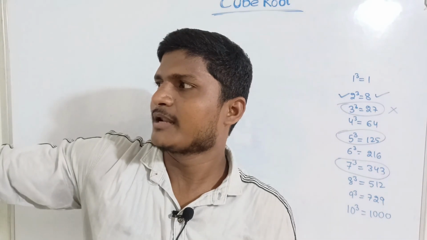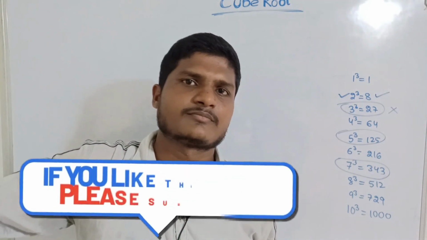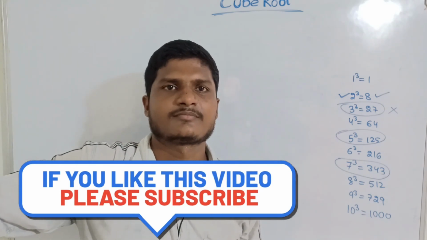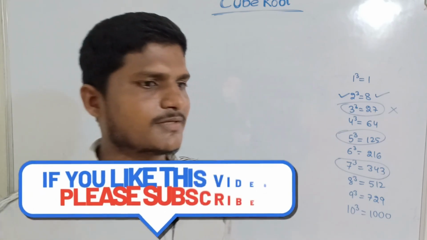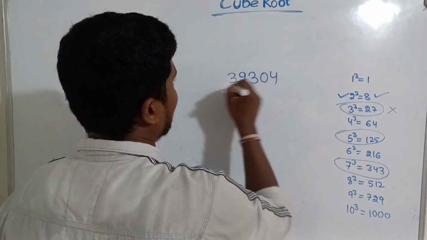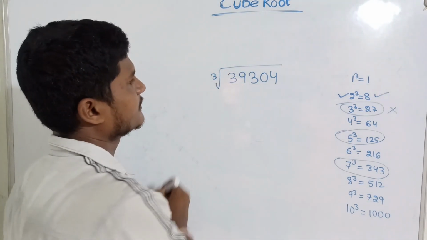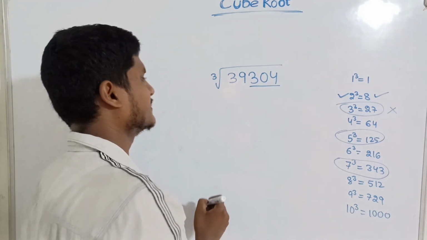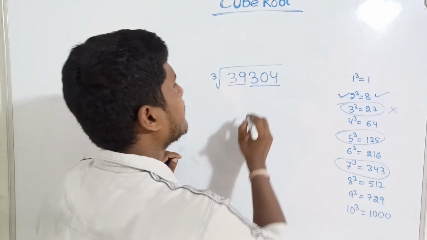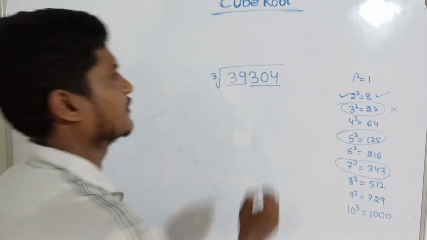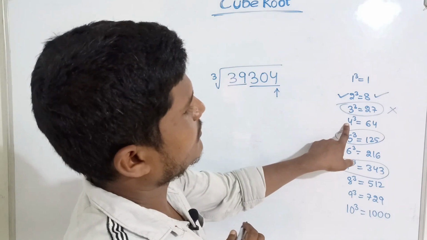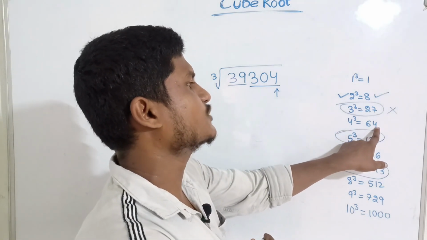Okay, move on to the next question. Suppose I want to find the cube root of 39304. Here also there are 3 places remaining on this side, and the extra part is 3 or 2 or more digits. So which number's cube has unit digit 4? Only 4's cube is 64, which has unit digit 4.